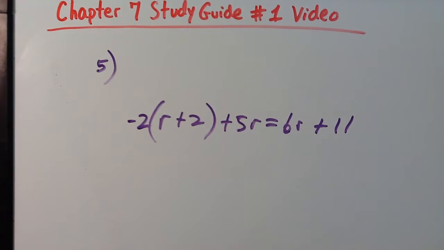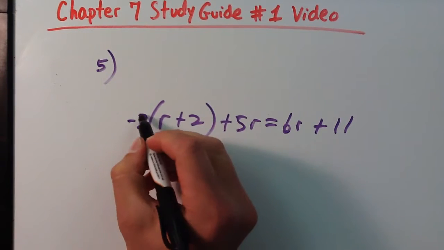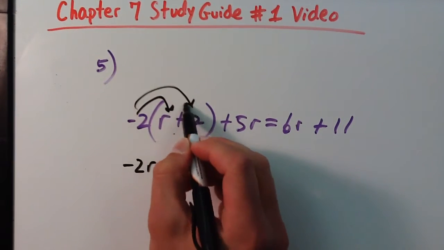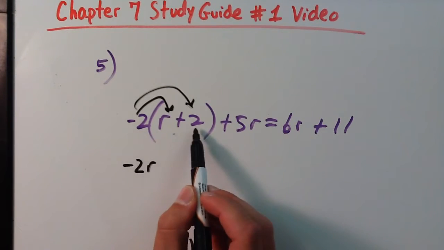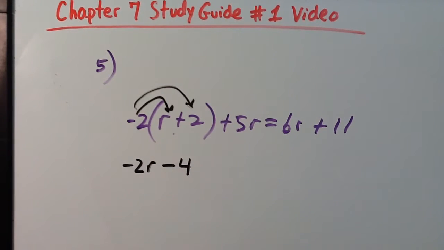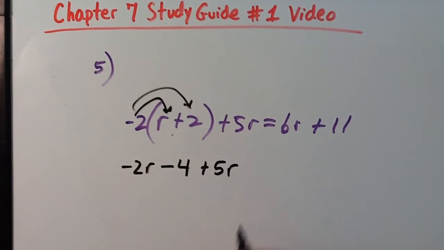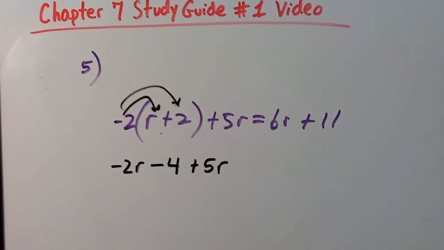The E on every reminds us to eliminate the parentheses by the distributive property. And so here I see a negative 2 right next to parentheses, and so I need to distribute that negative 2. So negative 2 times r, that's negative 2r. Negative 2 times positive 2 is negative 4. And I still have this positive 5r that I will not distribute to because it is outside the parentheses.